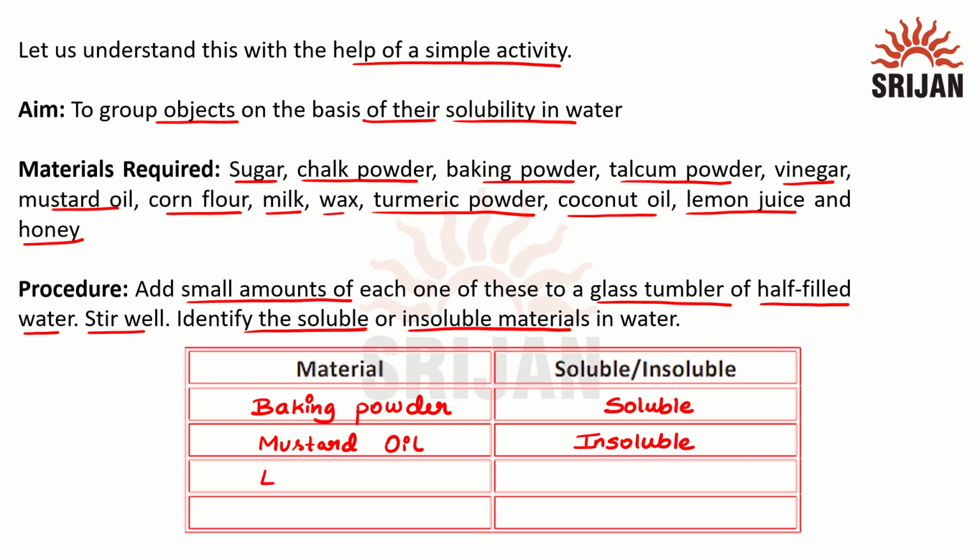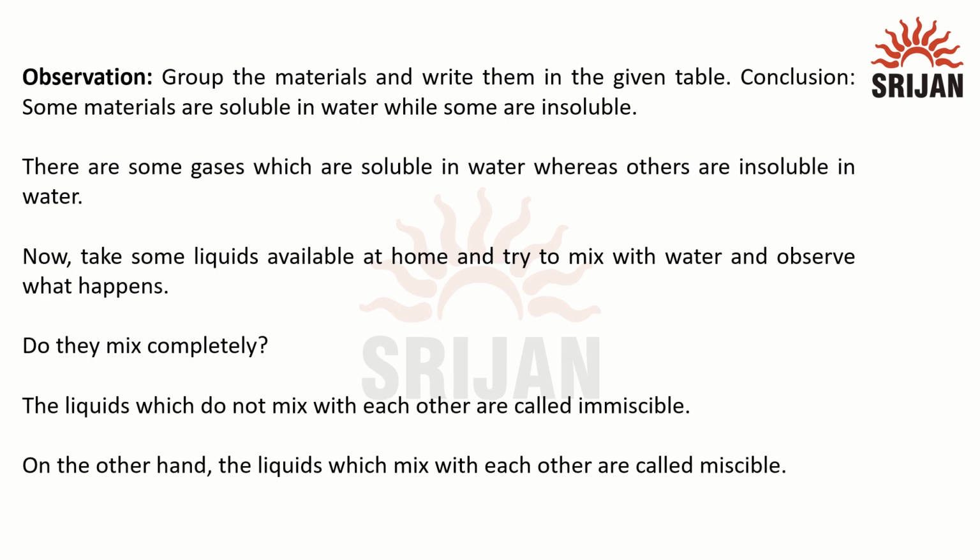Similarly, if I take lemon juice, it will be readily dissolvable in water. So we can tell it is soluble. And wax is insoluble in water. So like this we can group all the above mentioned materials into two groups. Now there are some objects which are dissolvable and some which are not. Now what we have to do? Observe this and group the materials into the respective category and write them in the table.